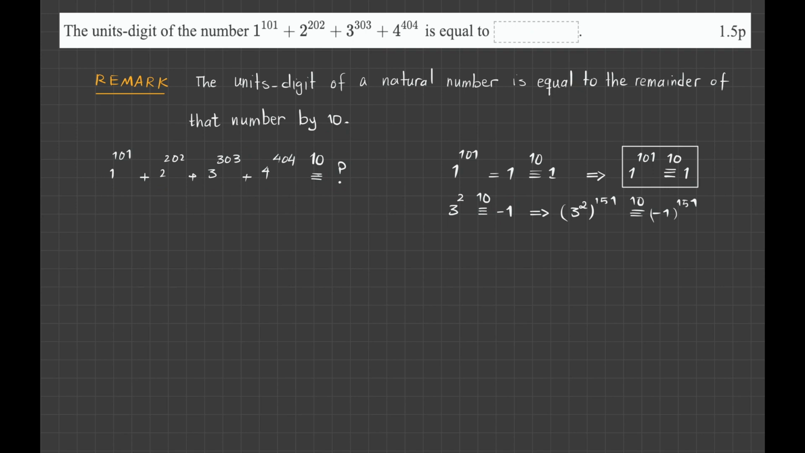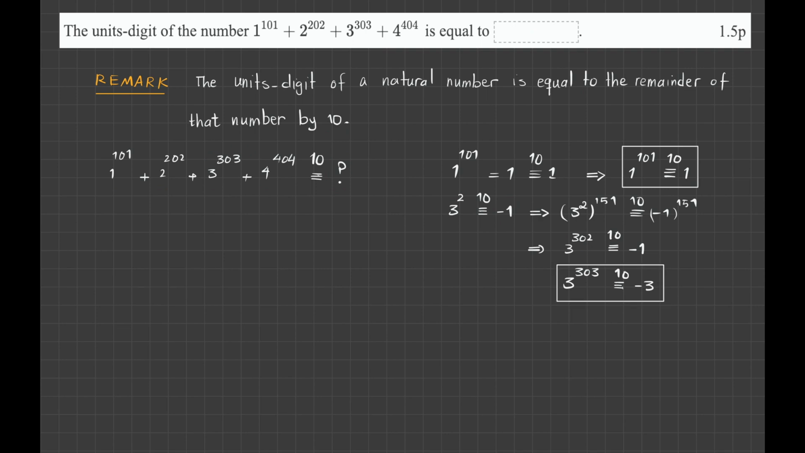Yes, so the left side becomes 3 to the power of 302, but the right hand side, because 151 is an odd number, remains -1. Okay, and then I need 303. I have 302 so far, which motivates me to multiply both sides by 3. So this becomes 3 to the power of 303 is congruent to -3 modulo 10. So let us keep it for the time being here.